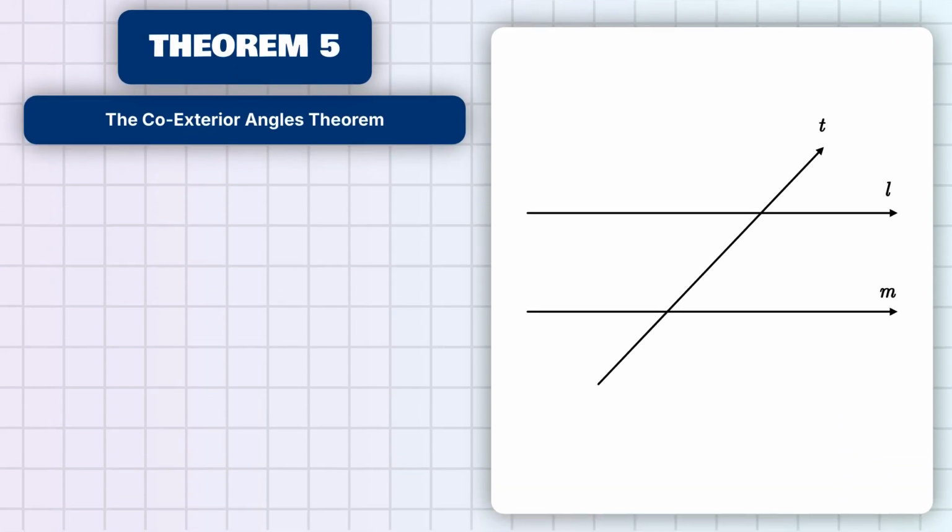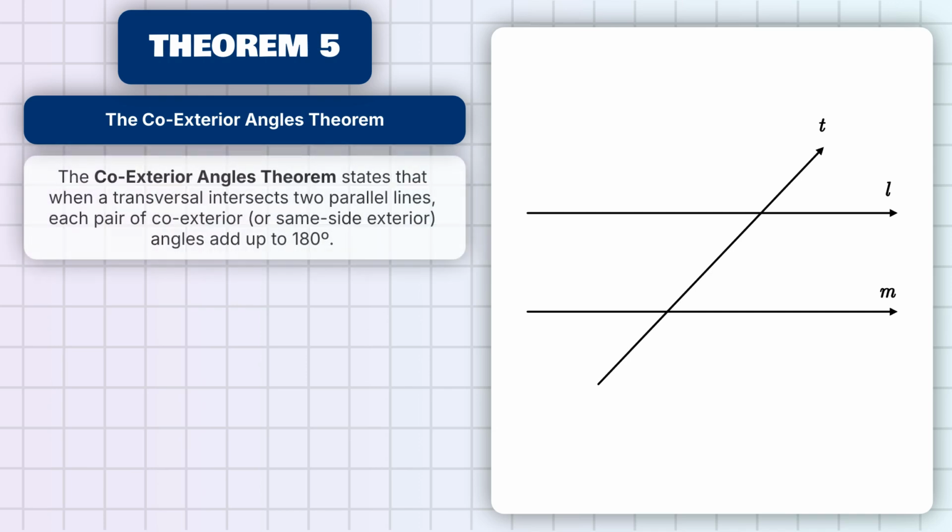Moving on to our final angle theorem, we have the co-exterior angle theorem. This tells us that when a transversal intersects two parallel lines, each pair of co-exterior or same-side exterior angles add up to 180 degrees. Let's again return to our parallel lines L and M and our transversal line T. This time, let's mark the following angles as A and B.